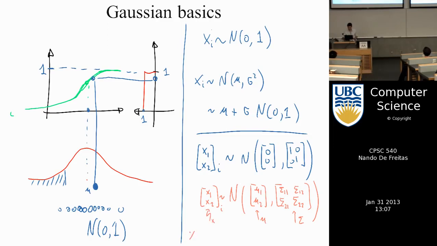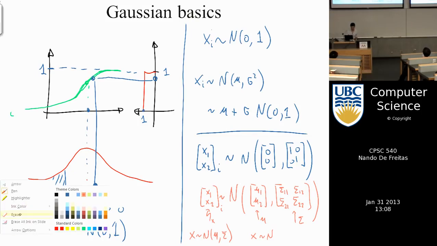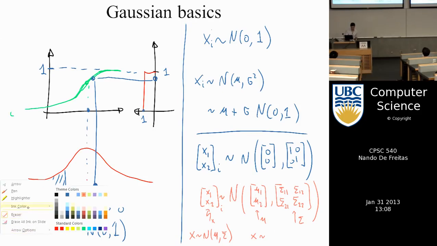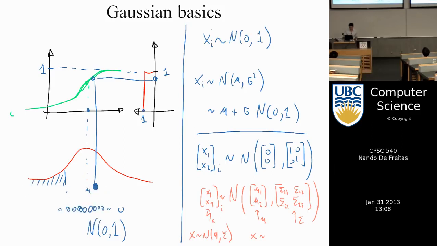I want to basically say that if x comes from a multivariate Gaussian with mean mu and covariance sigma, then x must be a sample from a multivariate Gaussian. It would be nice to do exactly what we did for the 1D case, that is to write this as the mean plus some quantity times a Gaussian that's 0 and then identity. Okay, it would be great if we could do that.